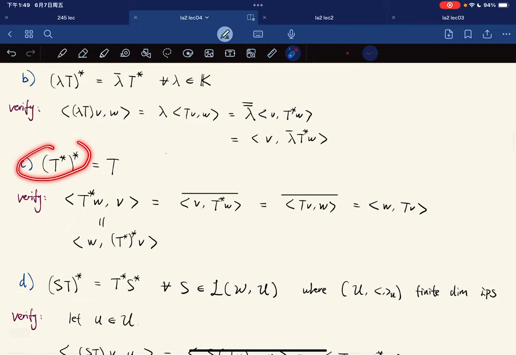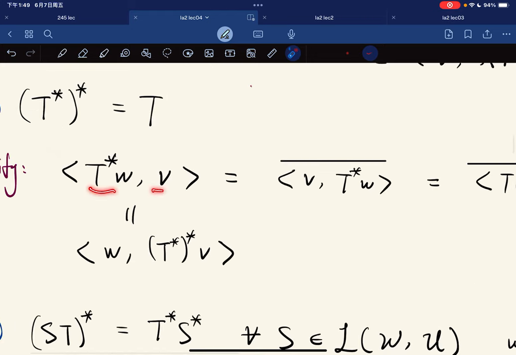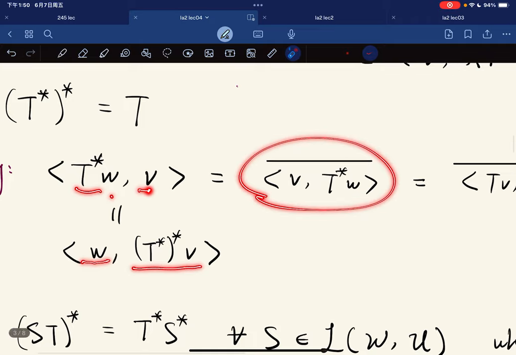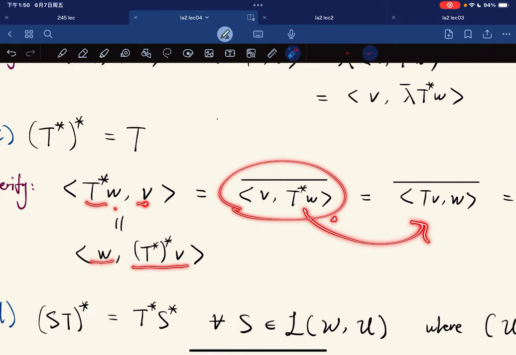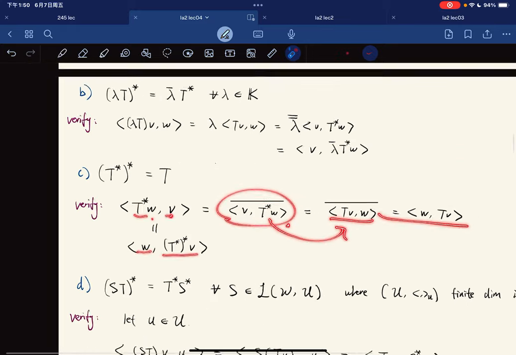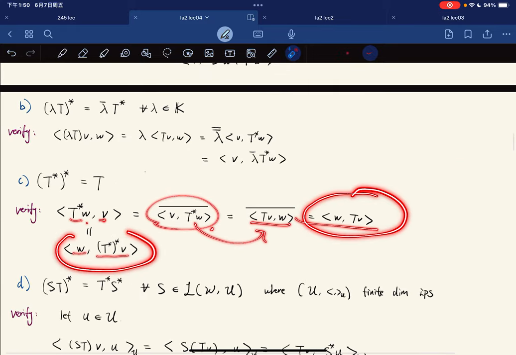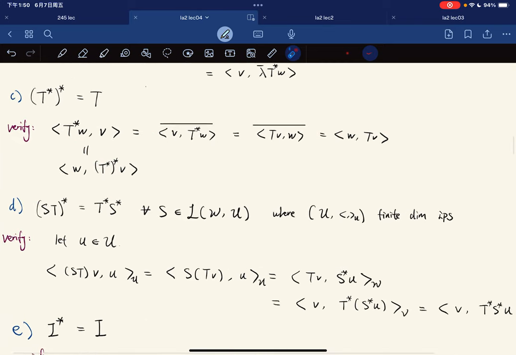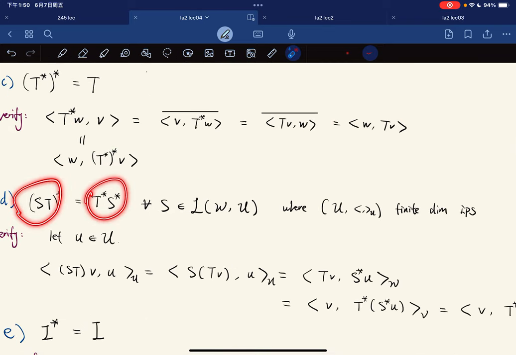And T star star, if you take the star twice, it goes back to yourself, because T star W, V is equal to W, T star star V. We flip it, we add a conjugate, we use the adjoint definition here, and then we flip it back. So we have W, TV equal to W, T star star V, so they are equal. And (ST) star is equal to T star S star.